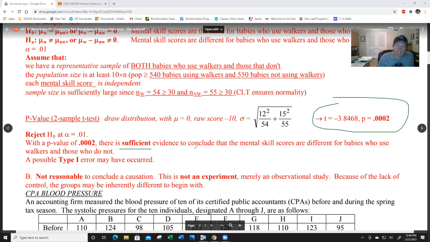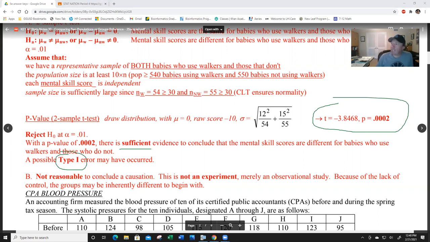There is sufficient evidence to conclude that the mental skill scores of babies are different for babies who are walkers and those who did not. Because you rejected, there is a possible type 1 error, which would be we rejected H0, but in fact, it was true. The fact that there really isn't a difference and we blamed these walkers when we shouldn't have, okay, pulled them off the market or something, I don't know, okay?